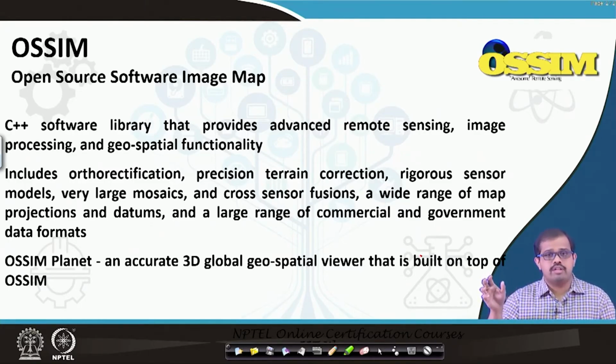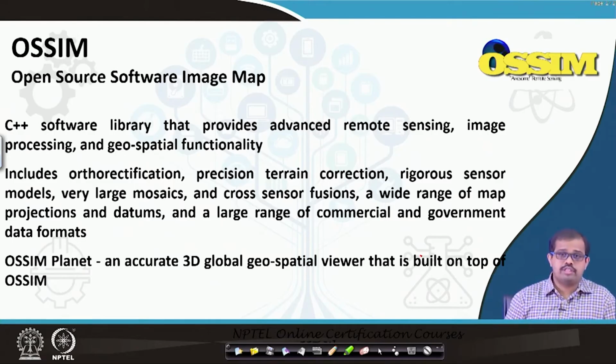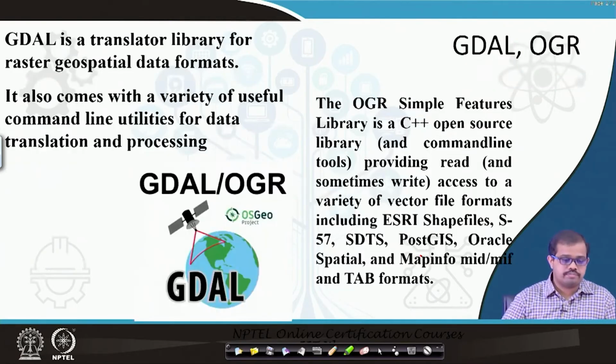OSSIM planet is an accurate 3D global and geospatial viewer that is built on top of OSSIM. Please look at it. OSSIM planet is very good in terms of visualization. It's a 3D global visualization. If you look at the way it has evolved today, OSSIM is one of those libraries that has to be looked at when you are trying to do research using image processing and its applications.